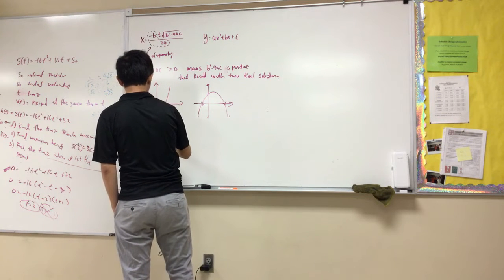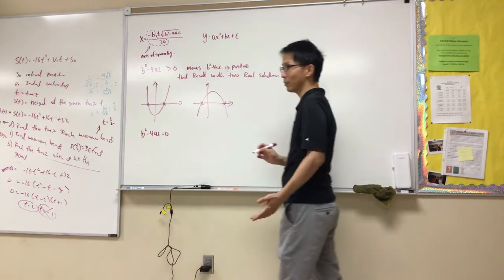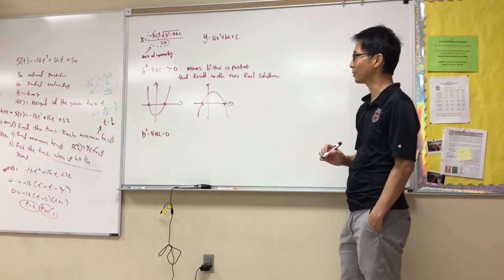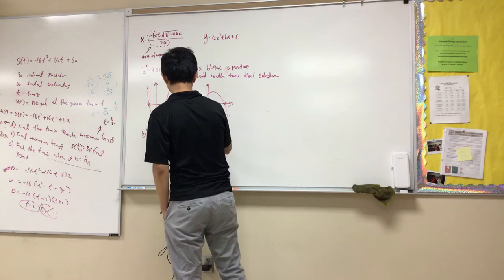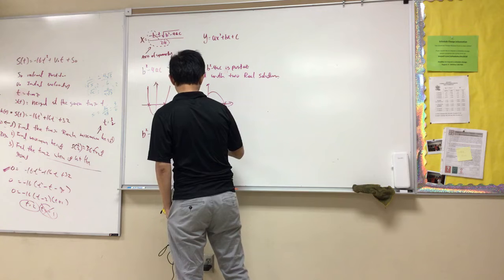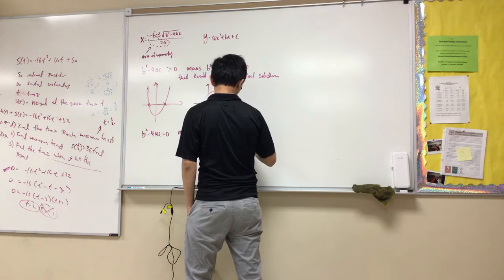So we're going to talk about the second case. B squared minus 4ac is equal to 0. If it is equal to 0, it's not positive or negative, then that pretty much just means you have one real solution.